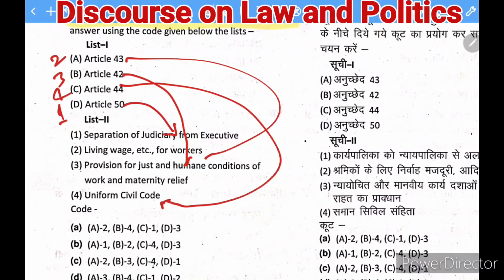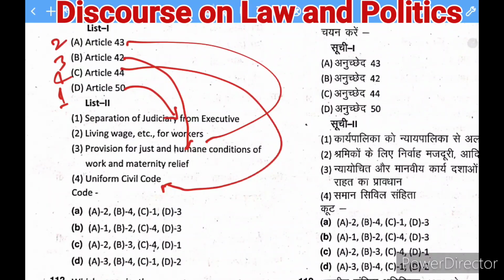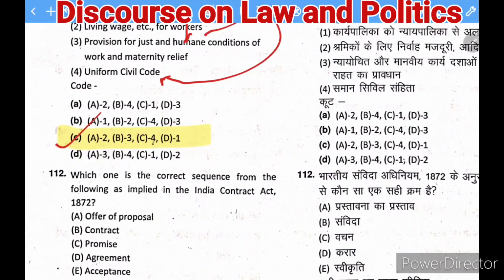So 2, 3, 4, 1. So this is the correct option here. If you just go to this, you can find the correct answer is here in the C category. Okay. Next question. Which one is the correct sequence from the following as implied in the Indian Contract Act?